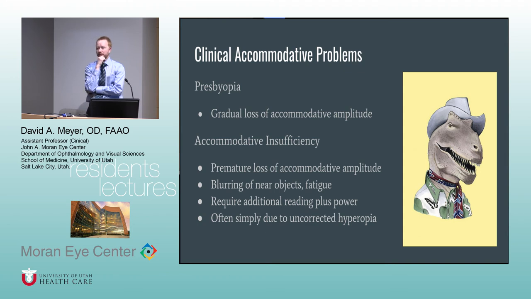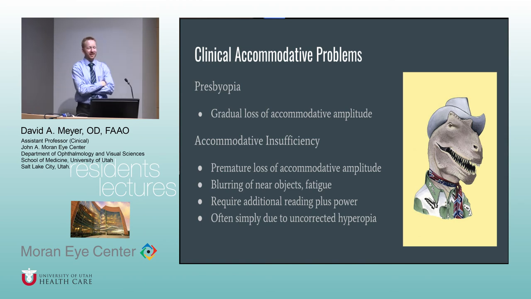You can get people in their early 30s, even their 20s, and they're like, man, I'm on the computer all day, but I get exhausted by the end of the day. I am so tired. And sometimes the reason why is they just can't accommodate very well. A lot of times they'll require additional reading plus power if they're already in a progressive or something like that. And a lot of times it's just simply due to uncorrected hyperopia.